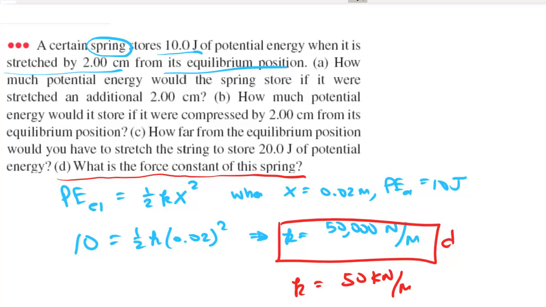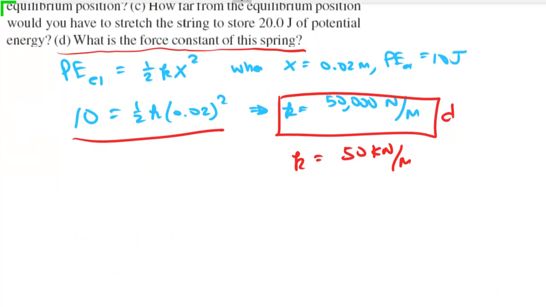But they actually ask us in part A how much potential energy the spring would store if it were stretched an additional 2 centimeters. That would be 4 centimeters, right? So I could just plug it in over here and find out what the energy would be. But let's do it with some proportional reasoning. So let's go back and do part A here.